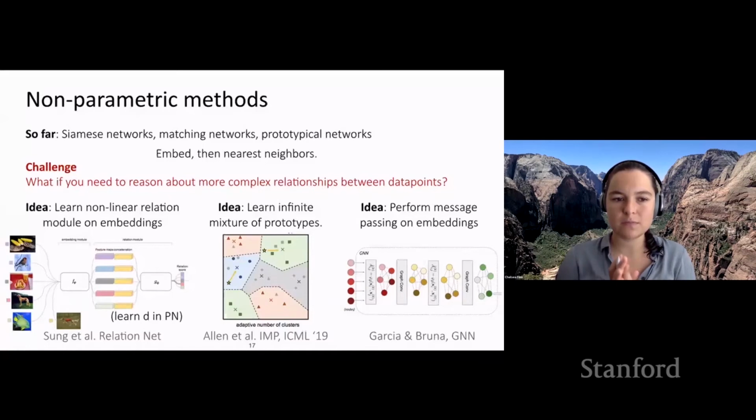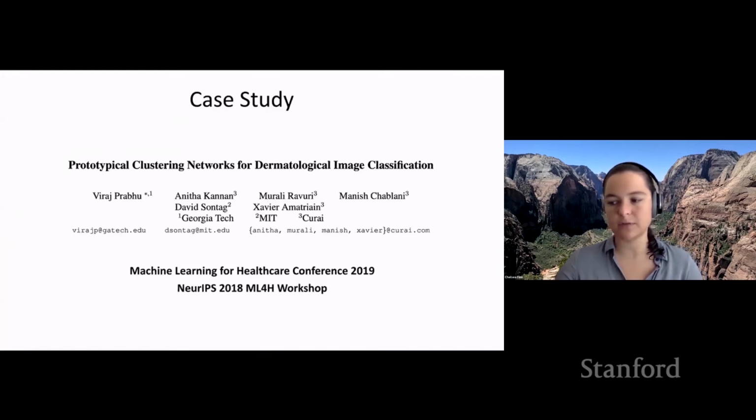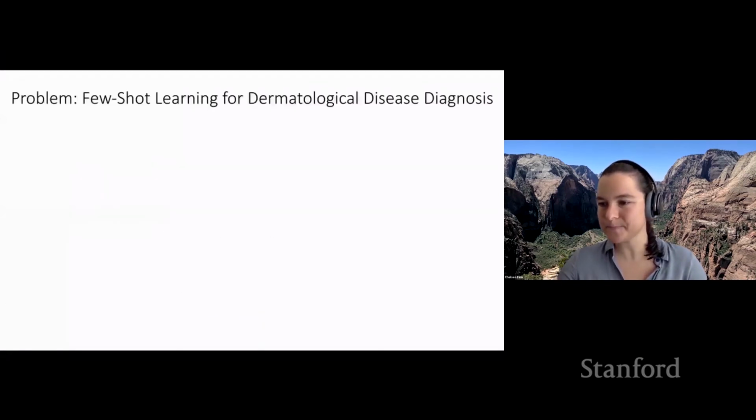So now let's move on and talk about how we might apply these methods to a practical problem. In particular, we'll look at this paper, which uses a variant on Prototypical Networks that works for dermatological image classification. This paper appeared at the Machine Learning for Healthcare conference in 2019, and also the NeurIPS Machine Learning for Healthcare workshop in 2018. There's also a link to the paper if you're interested in looking at it yourself.